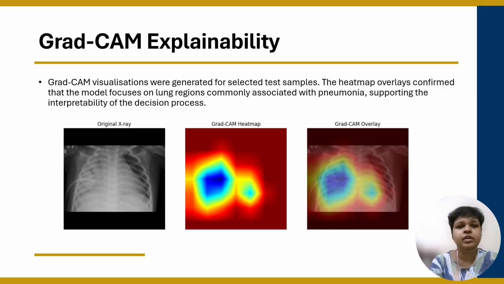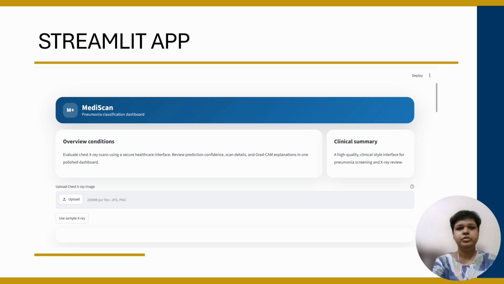Having developed and validated the model, the final step was making it accessible through an easy-to-use application. So to make the solution practical, I deployed a Streamlit-based web application. Users can upload a chest X-ray image and receive an instant prediction and view the Grad-CAM heat map explaining the result. This demonstrates how the trained model can be deployed as a real-world decision support tool. Let's see a live demonstration of the web app.